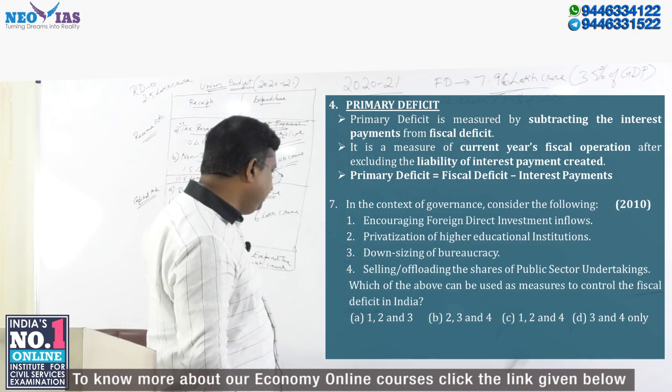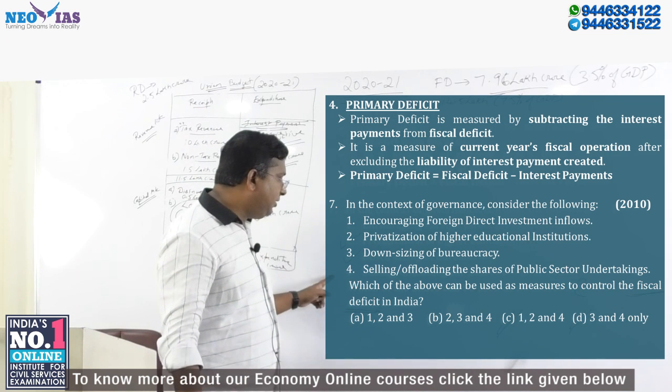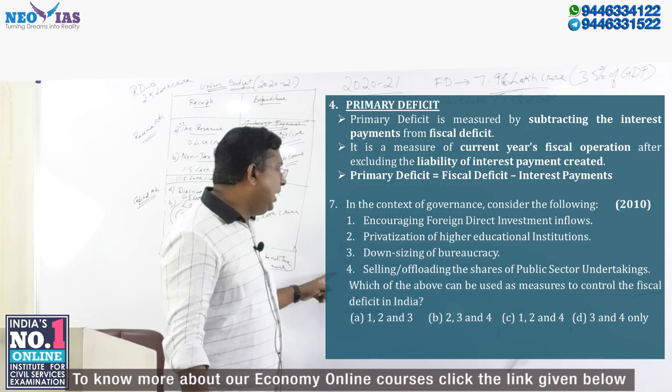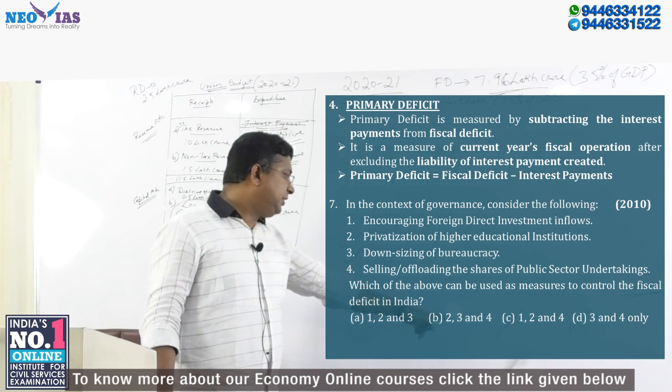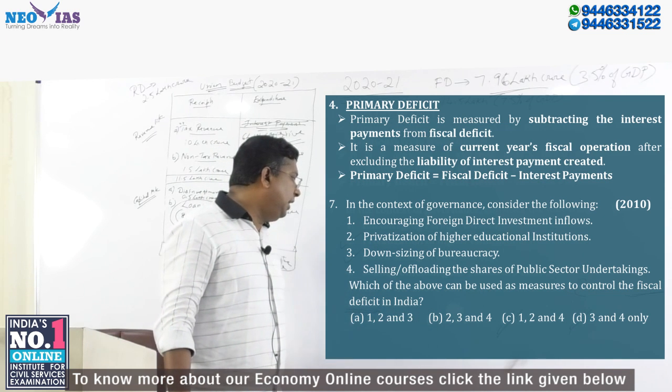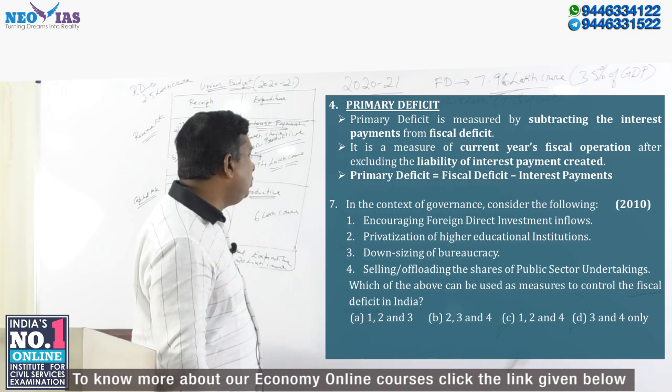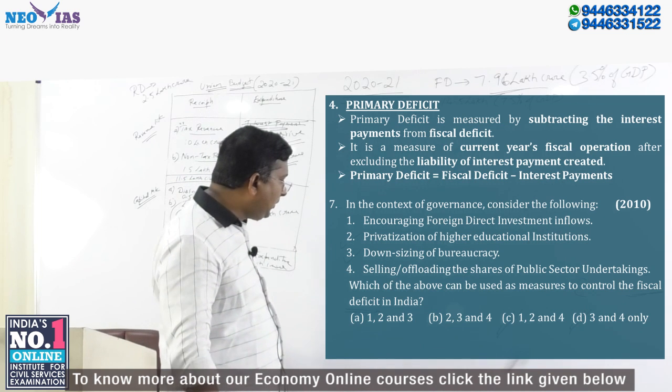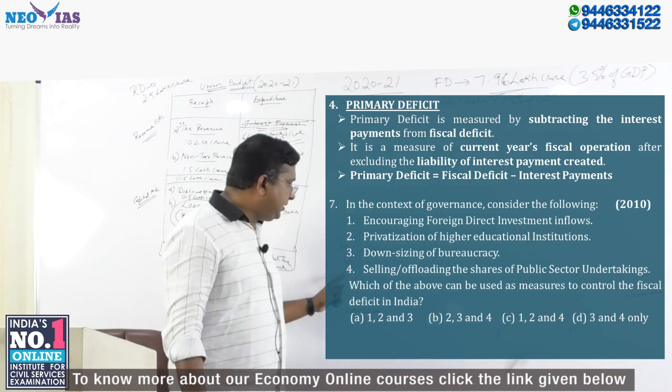Now, if you know the fourth one, we will get our answer, because 4 is there only in B. We have to read and then you have to confirm. Okay. Now, we will see. So 2 and 3 is correct.